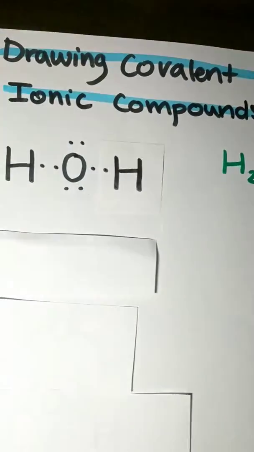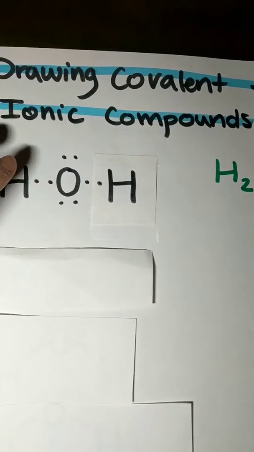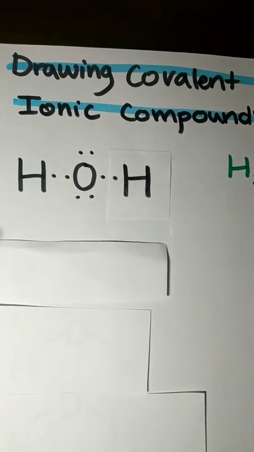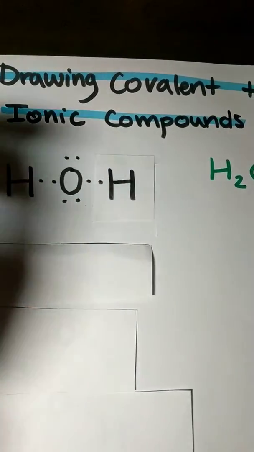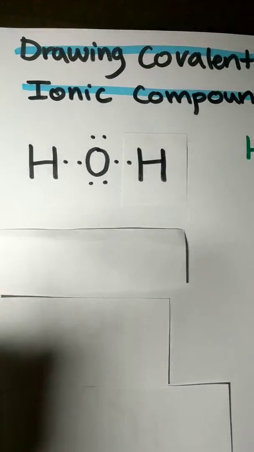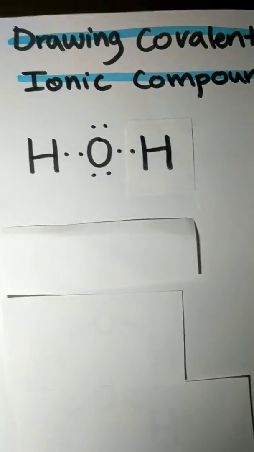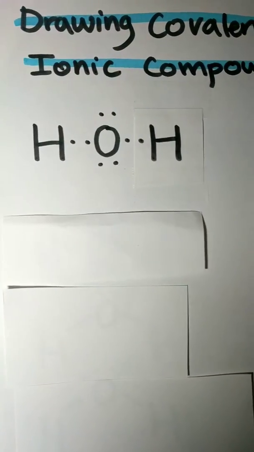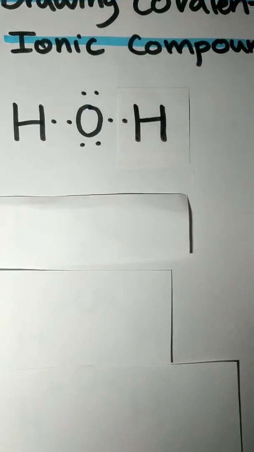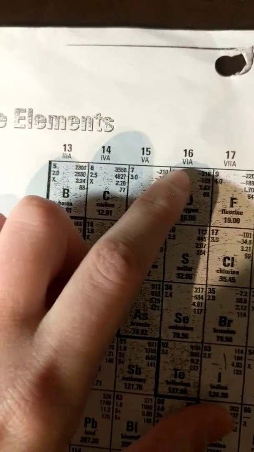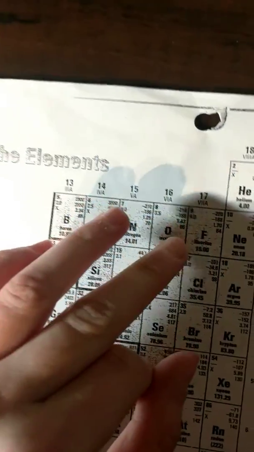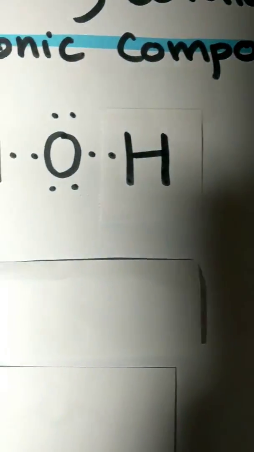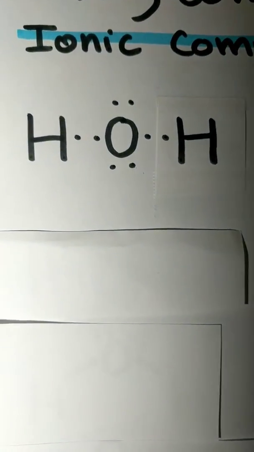So first we're going to put oxygen in the middle because it has the highest bonding capacity, and then we're going to put the hydrogen on either side. And then we're going to draw the valence electrons around each atom. So oxygen has 6 valence electrons because it's in group number 16, and we're going to take the last digit. And then hydrogen has 1 valence electron on each atom.